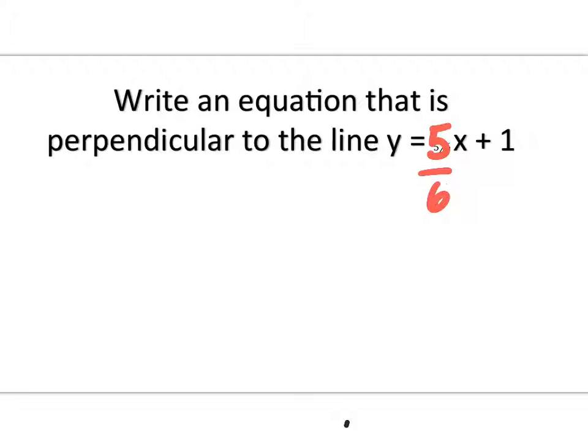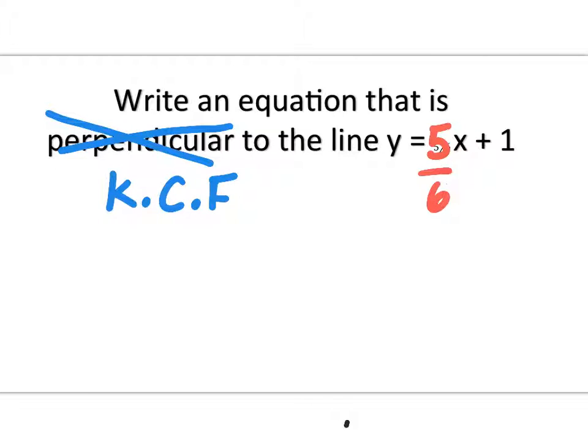So, when we see the word perpendicular, you're going to cross it out and you're going to write KCF. Now, on your test, if you cross it out and put KCF, I will give you extra credit every time I see it. So KCF means keep, change, and then we're going to flip it.